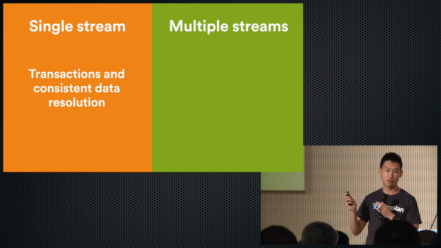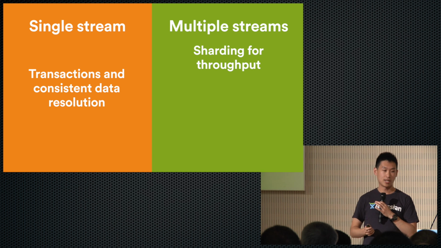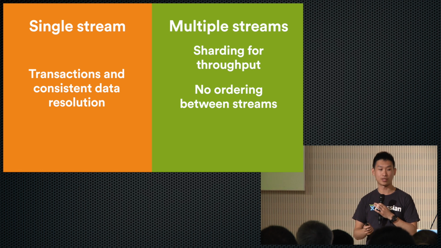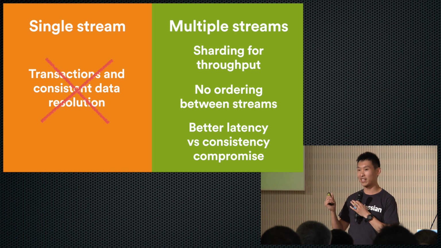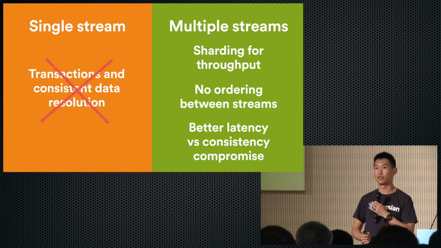And so that's when you really need to start looking at multiple streams, sharding for your throughput, accepting that there is no longer any ordering between event streams, which is not a bad thing. It's actually a good thing for scalability. And I guess we'll talk about it a little bit, but essentially what you end up with is a better latency or availability compromise than you would with a single stream approach. All right, so definitely multiple streams.